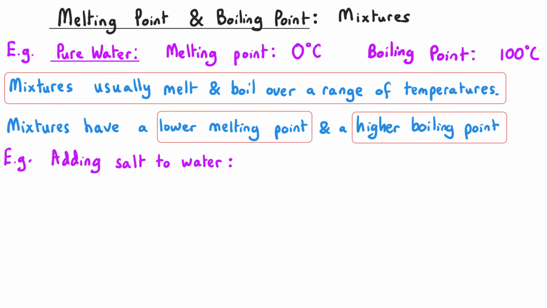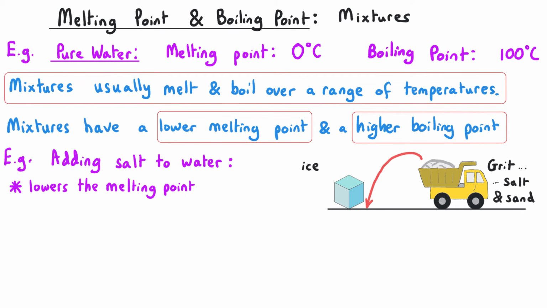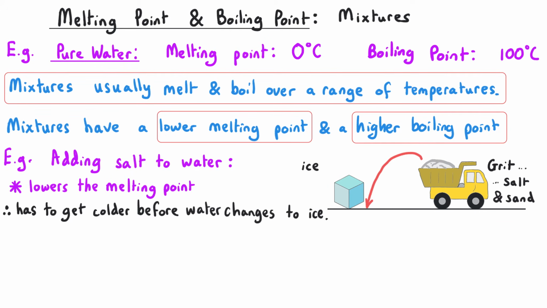An example of this, if we return back to water, if we add salt to water, this lowers the melting point. And we utilise this when it's cold weather and we are gritting our roads. Grit contains salt, and the salt being added to the water on the roads means that it has to get to a lower temperature before the water changes into ice. And that's because the melting point has been lowered.